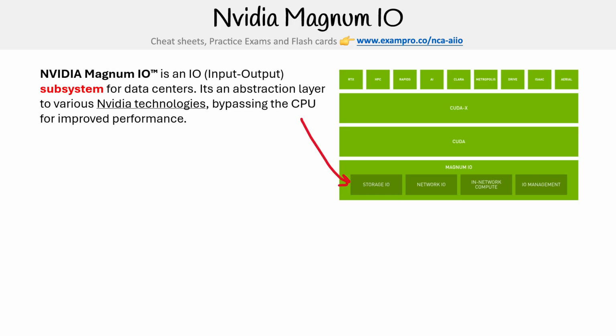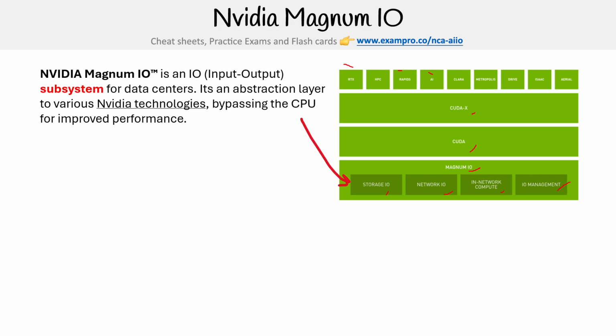NVIDIA Magnum IO is an input-output subsystem for data centers. It's an abstraction layer to various NVIDIA technologies, bypassing the CPU for improved performance. So look at that right diagram where you see CUDA-X, CUDA, and on the top there, different types of graphics cards. Well, not necessarily, but RTX, RAPIDS, AI, a variety of things we need to interface with. And then down below, we have Magnum IO with storage I/O, network I/O, in-network compute, and I/O management.